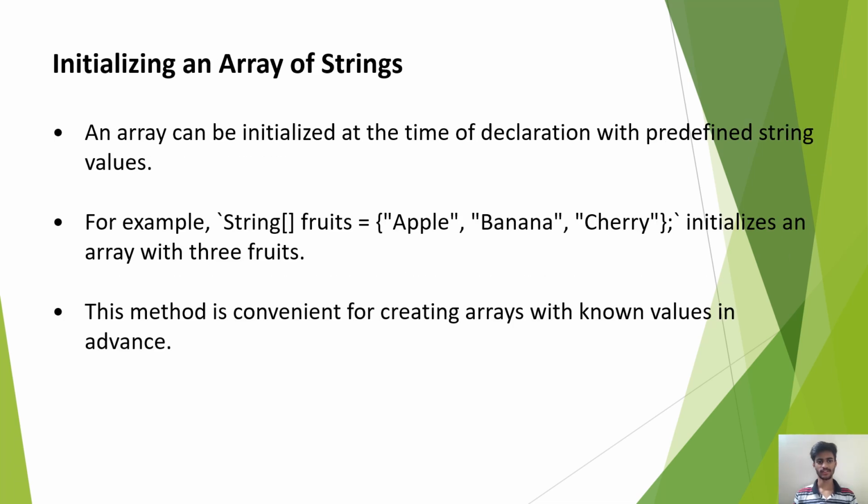Initializing an array of strings. An array can be initialized at the time of declaration with predefined string values. For example, String[] fruits = {"apple", "banana", "cherry"} initializes an array with three fruits. This method is convenient for creating arrays with known values in advance.